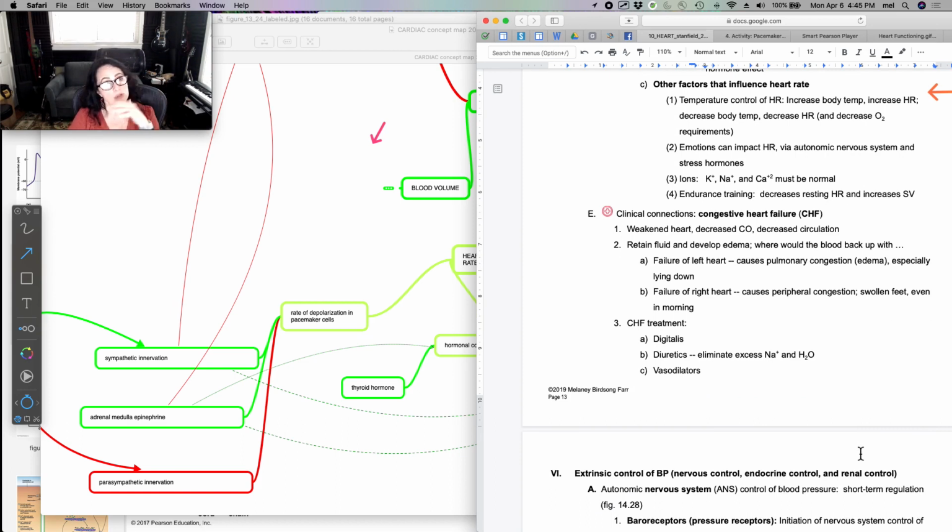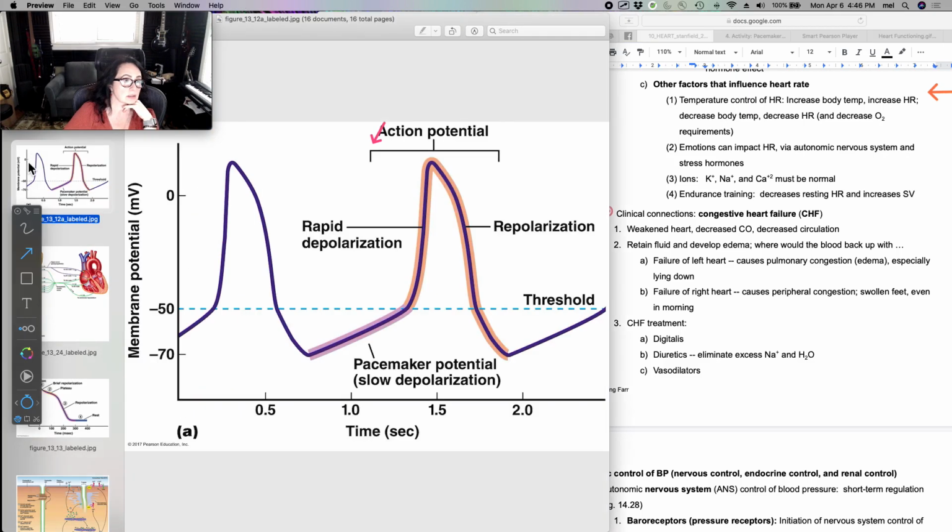Okay, so temperature control of heart rate. Since the depolarization business, all the way back to here, this all starts with diffusion, right? Diffusion of sodium from the extracellular fluid into the intracellular fluid. And as temperatures rise, all chemical processes, diffusion included, tend to go faster. So as body temperature goes up, your heart rate tends to go up. As your body temperature goes down, your heart rate tends to go down, just changing diffusion rates.